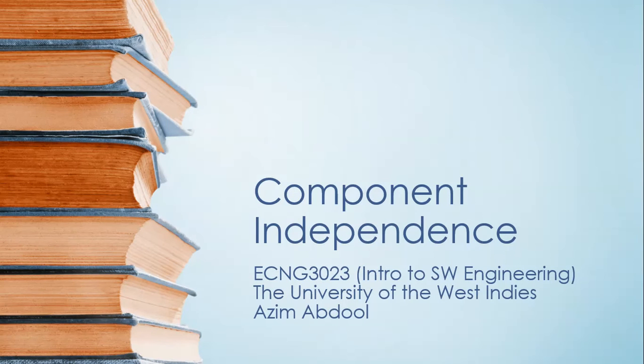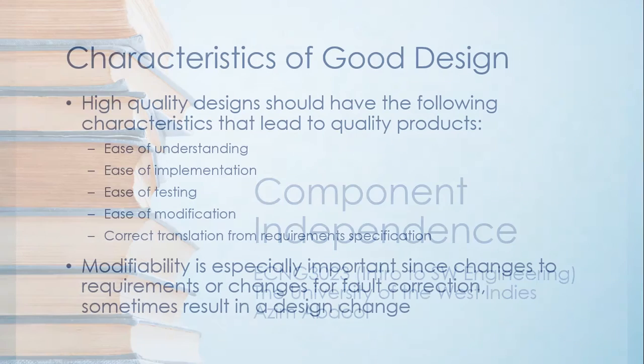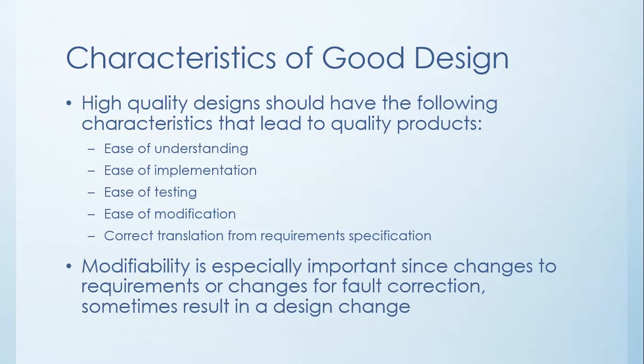In this video, I'm going to cover component independence. So I'm going to start with talking about the characteristics of a good design. A high quality design should have the following characteristics that lead to quality products. It has to be easy to understand, easy to implement, easy to test, easy to modify, and it has to translate directly from the requirement spec.